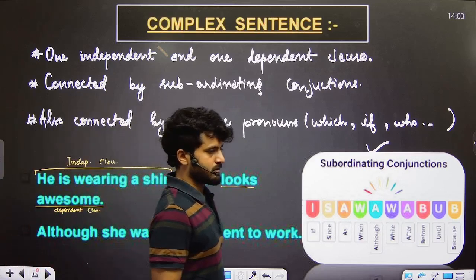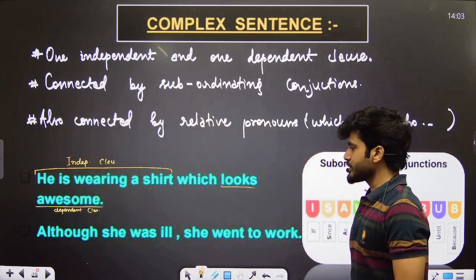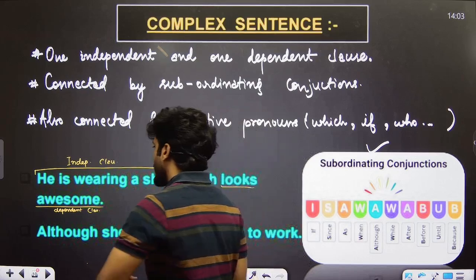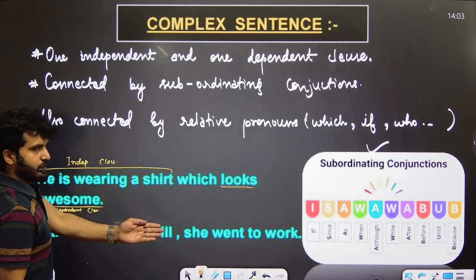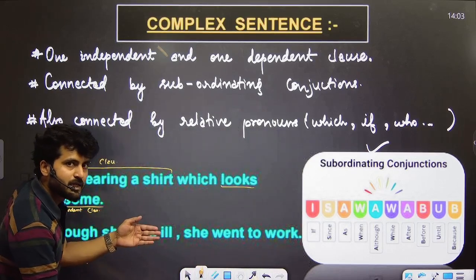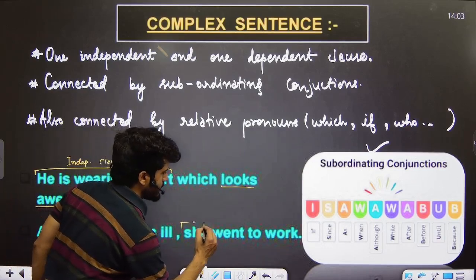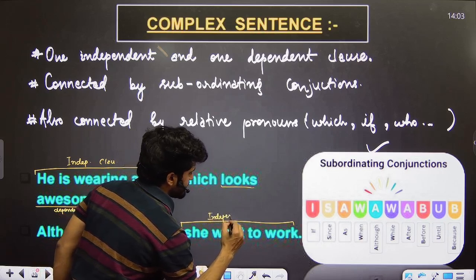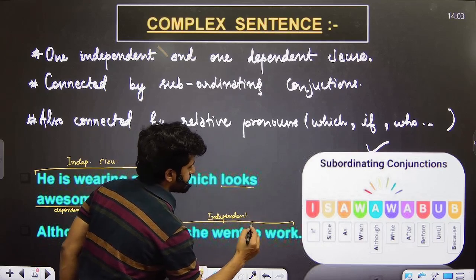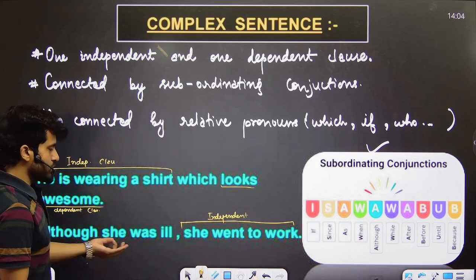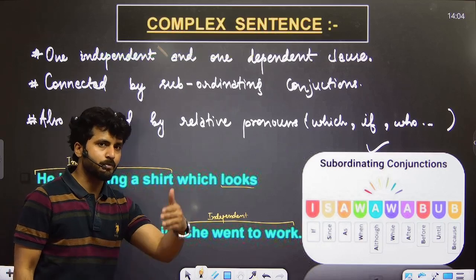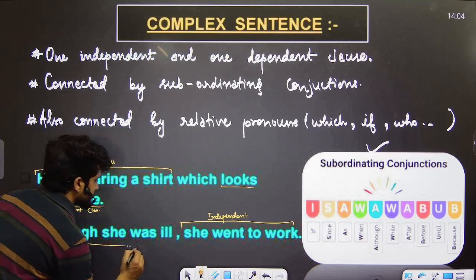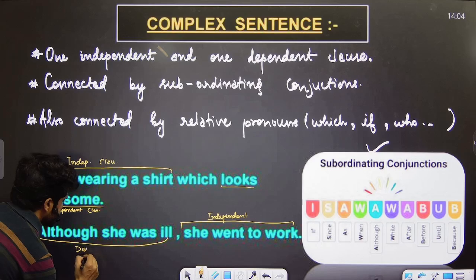Below one, you can observe, although she was ill, she went to work. Now, I am going to hide this one. She went to work, giving a complete sense. That means it is independent. Although she was ill, is it giving me the proper sense, proper information? No. So this is dependent.